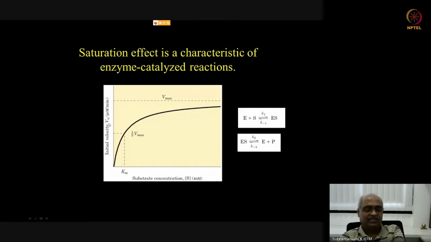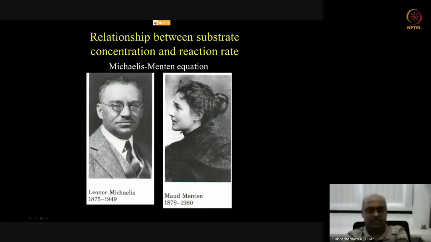And the initial velocity V0 will be a function of ES. Since measuring ES is not easy, people had to derive an equation where it can be defined alternatively, where the components of that equation can be readily measured. That was accomplished by two famous scientists, Michaelis and Menten. They did this work more than 100 years ago. In 1913, they put forward their equation. And more than 100 years later, it is still the way we measure the rate of reactions.